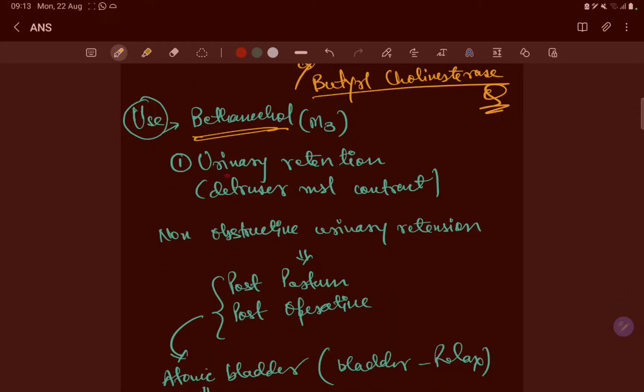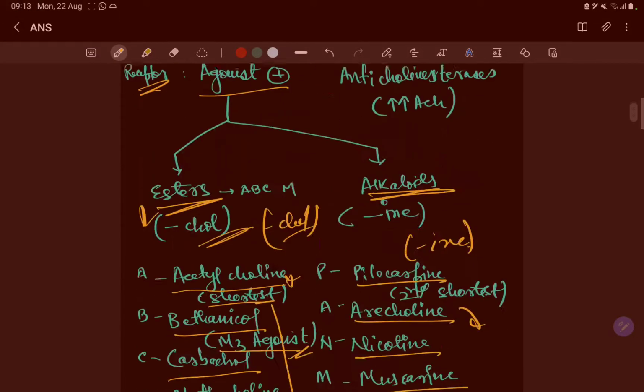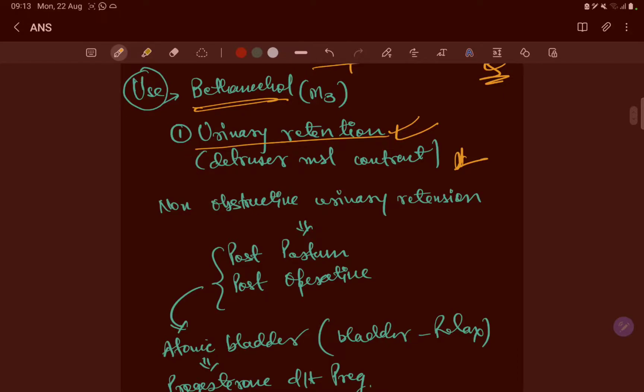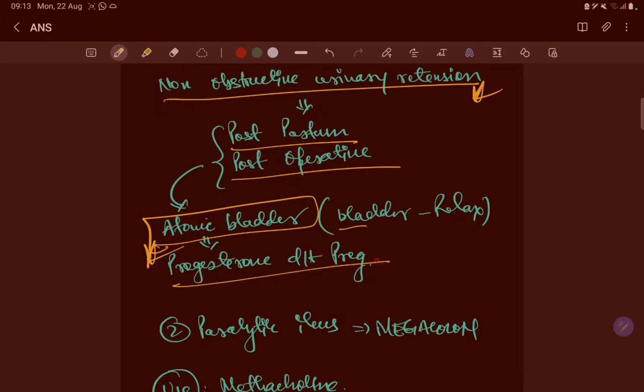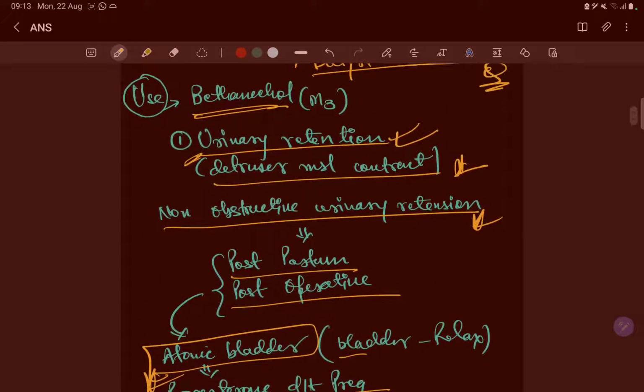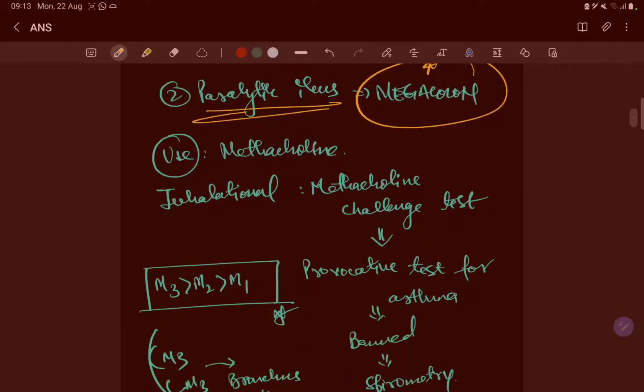The use of bethanechol is in urinary retention. So we are discussing the uses of cholinomimetics, the agonists. In urinary retention, bethanechol causes the detrusor muscle to contract. It is used in non-obstructive urinary retention, postpartum and post-operative, where there is an atonic bladder. Second is paralytic ileus, that is megacolon, where bethanechol is also used.